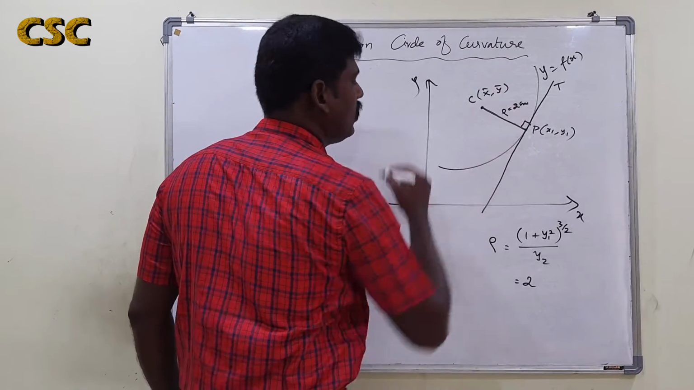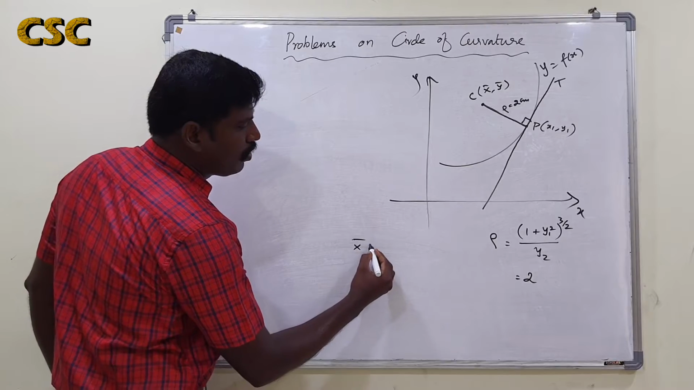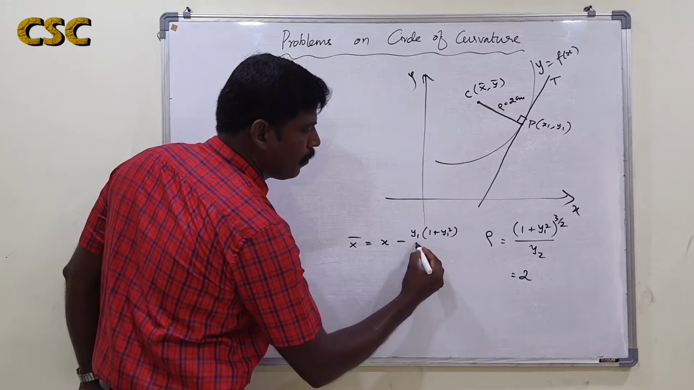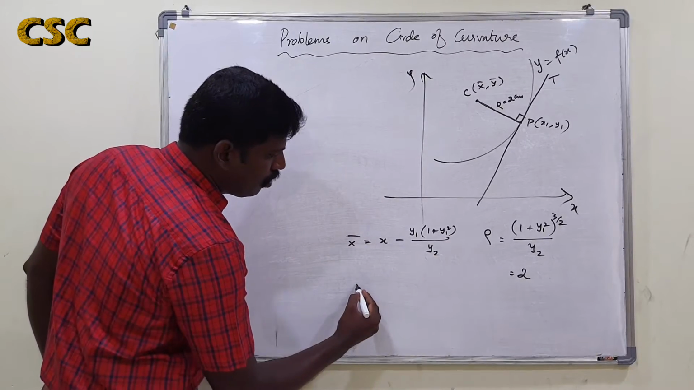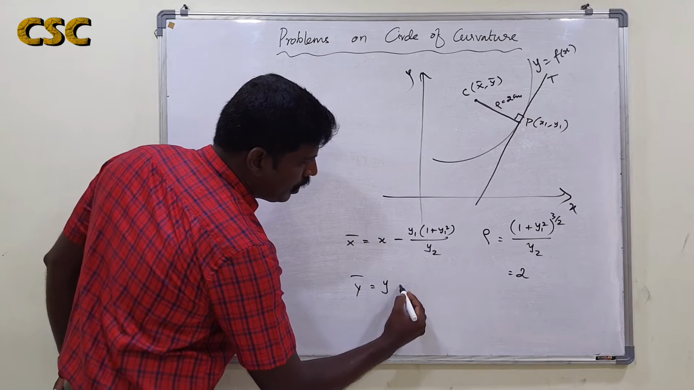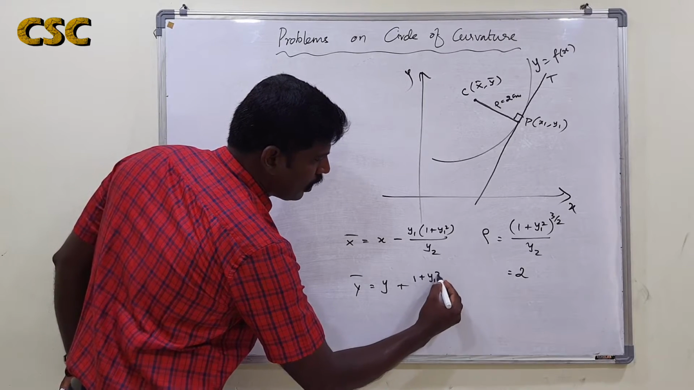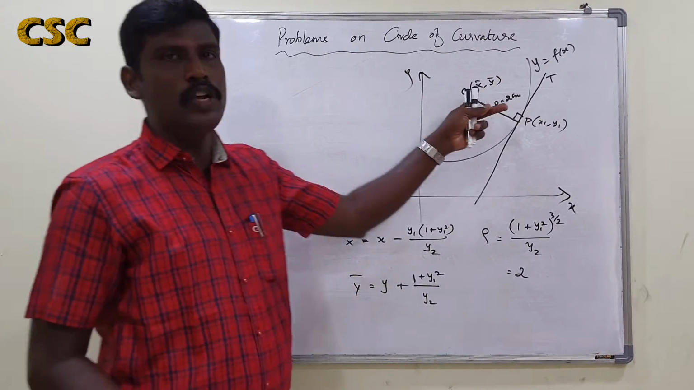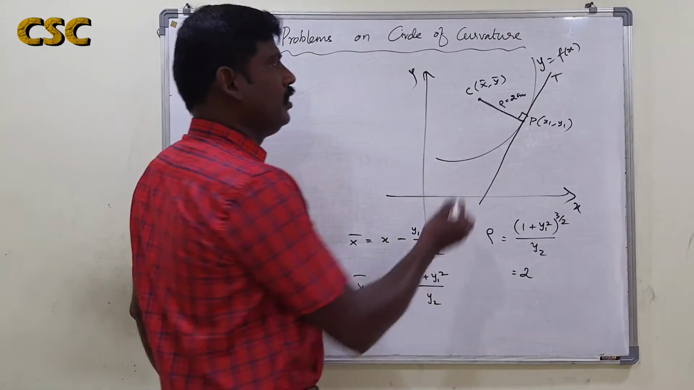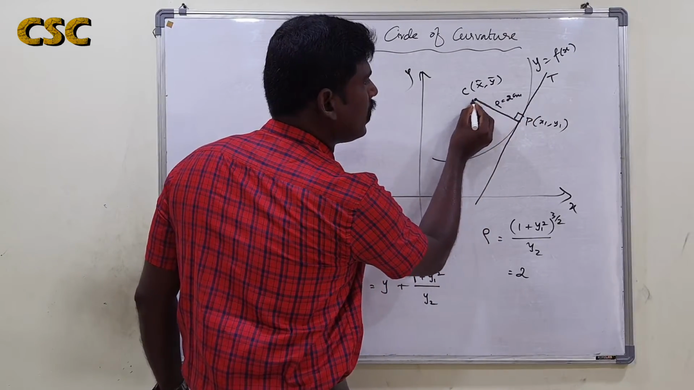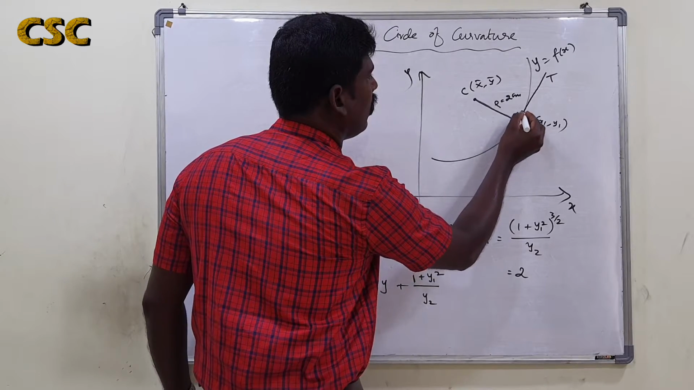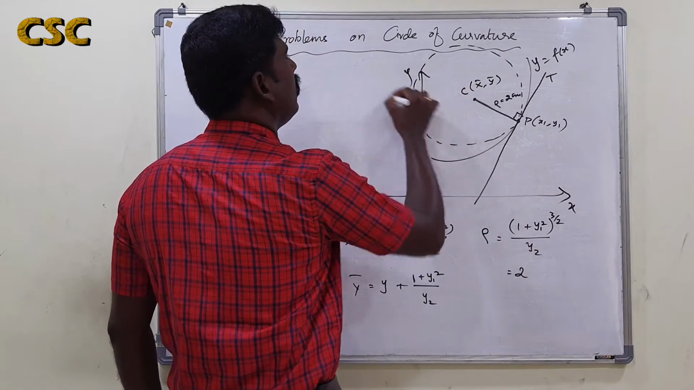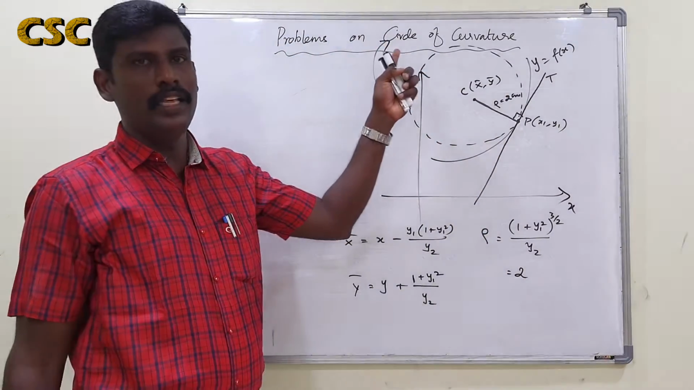We have a formula to find the center of curvature already. What is the formula? x bar is equal to x minus y1 into (1 plus y1 square) by y2. And also y bar is equal to y plus (1 plus y1 square) by y2. Using these two formulas, we can find the coordinates of the center of curvature. This C is called the center of curvature. Using the center and taking this radius, we can draw a circle. That circle is called the circle of curvature.